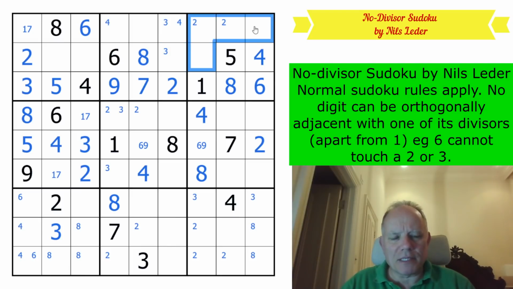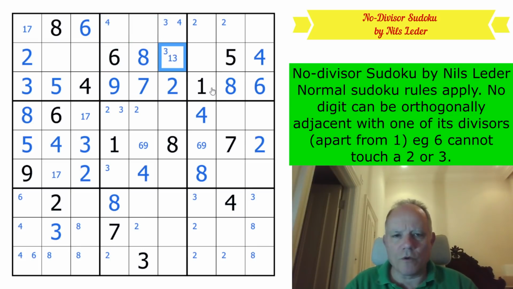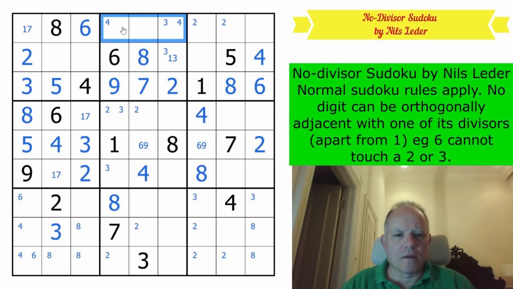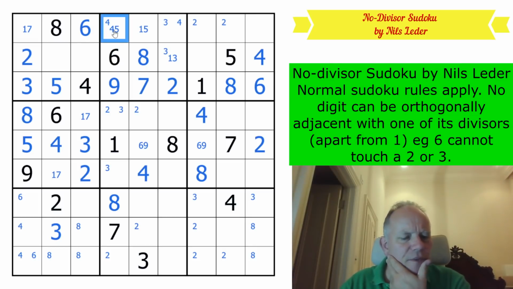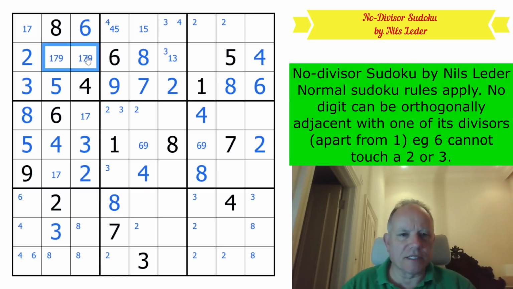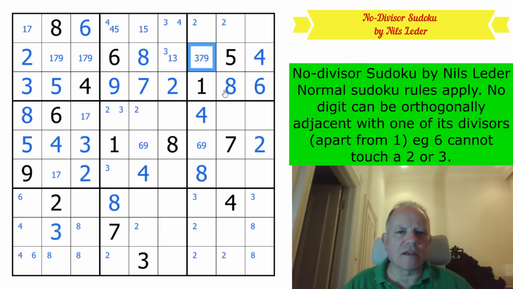3 and 9 mustn't touch in this run of cells. Not that helpful. This is 1 or 3. And this is 1 or 5, just by elimination. Oh, this can't be 3. Yes, well, I've marked 3. So this is 4 or 5. Don't think I'm really getting anything done here. 1, 7, and 9 are the possibilities there. This one is 3, 7, or 9. I don't think I can rule out 3.